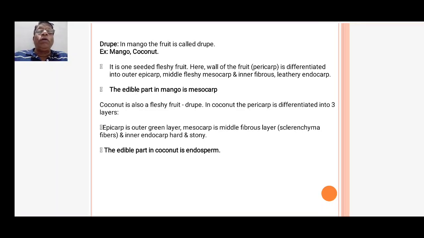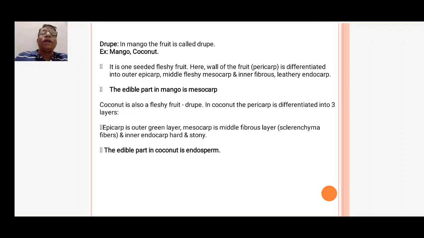The mango is a fleshy fruit called drupe. What is drupe? One-seeded fleshy fruit is called drupe. Example, mango, borehennu. In mango, the wall of the fruit, that is pericarp, is fleshy. It is again differentiated into outer epicarp, middle mesocarp, and inner endocarp.